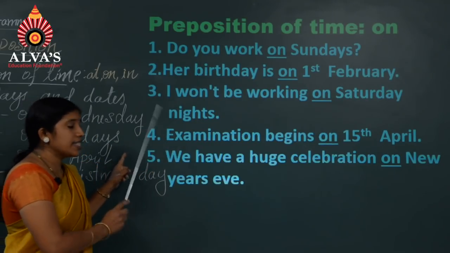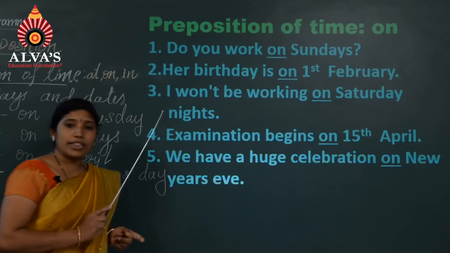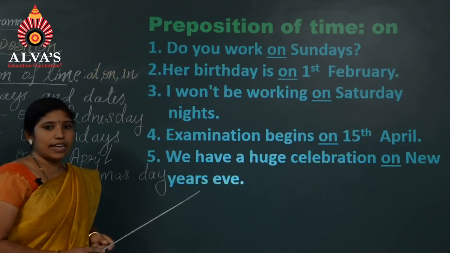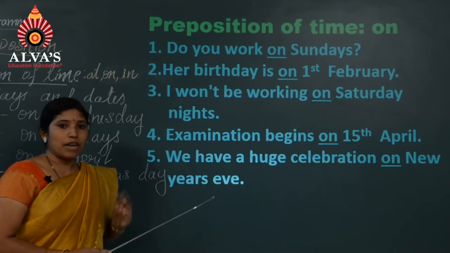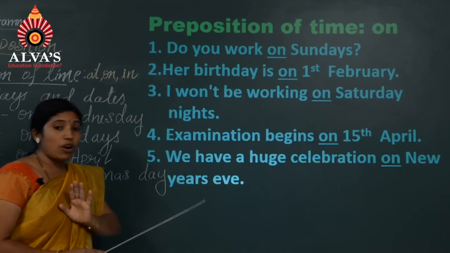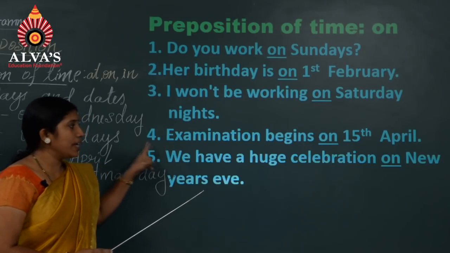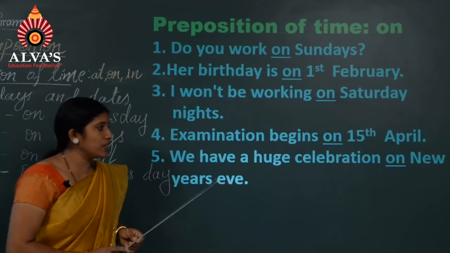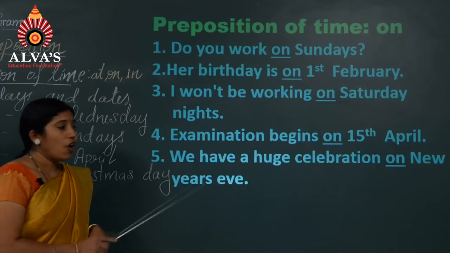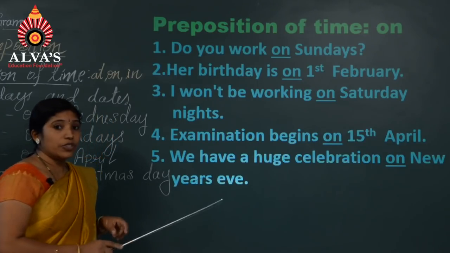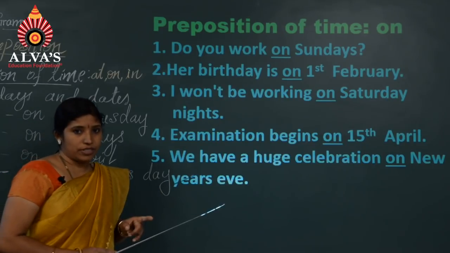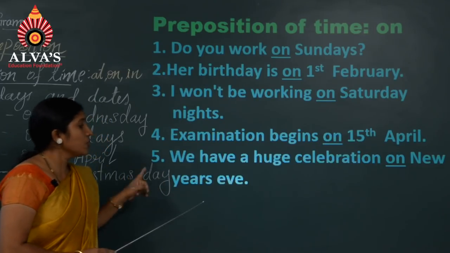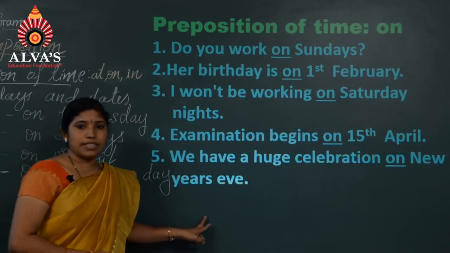Number 4, examination begins on 15th April. Only one date is given there. You cannot write from, but sometimes the students write from, but it's not from, it is on. Number 5, we have a huge celebration on New Year's Eve. On New Year's Eve refers to December 31st. As it is the one day, we have to use on New Year's Eve. I hope you have understood this.